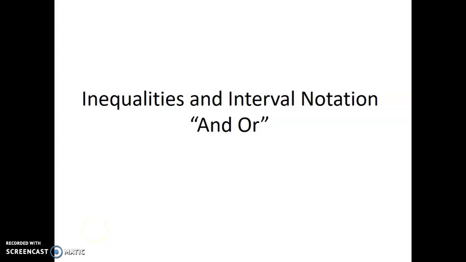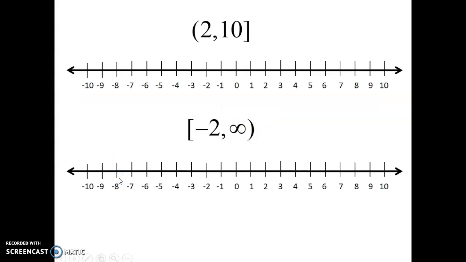So today we're going to look at two different things, inequalities and interval notation. And the inequalities we're going to look at are called "and" and "or" inequalities. All right. The first thing we're going to look at is the interval notation.